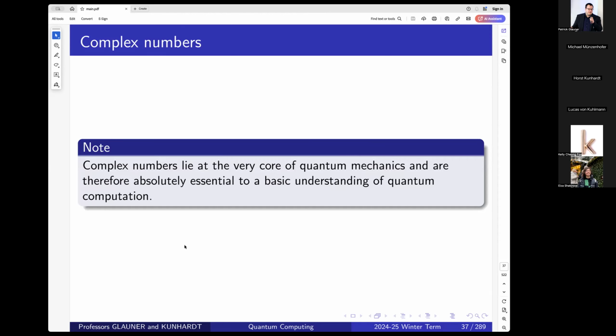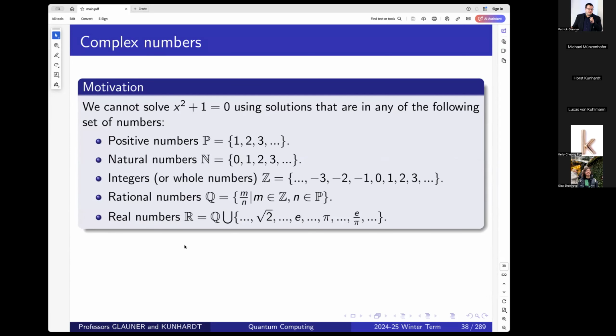And I mentioned these books before, like the Quantum Computing for Computer Scientists book. That one is key to this course. And what we do now in terms of the maths is also one or two of the chapters in the book. And why do we need complex numbers?